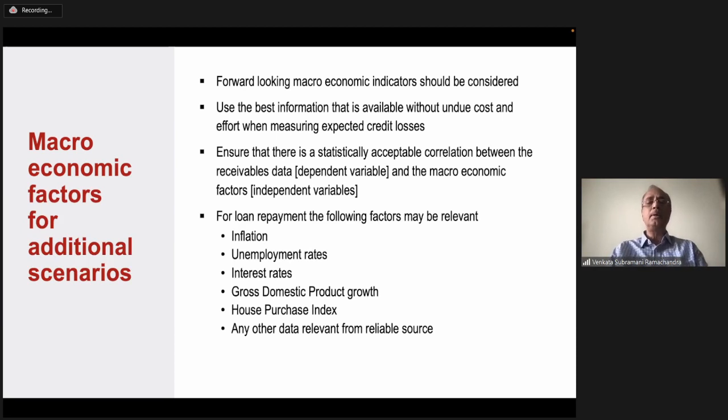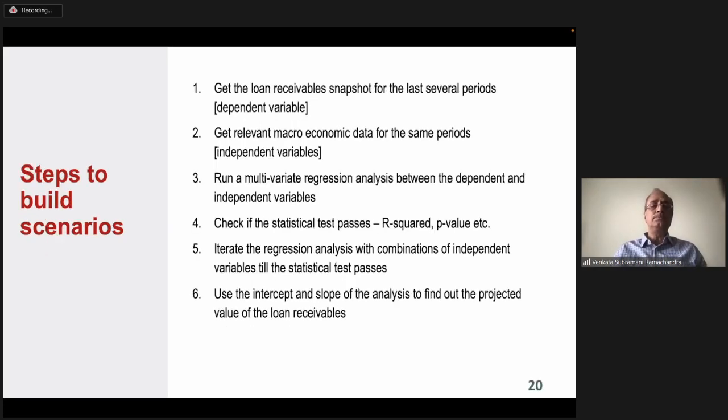So what is very, very important is that you need to find out whether there is a statistically acceptable correlation between the receivables data, which is your loan data, also known as the dependent variable, and the macroeconomic factors, which are known as independent variables. So you have to run a multivariate regression test. You need to do this test to find out whether there is any statistically acceptable correlation. And only if it is there, you will make use of that particular macroeconomic indicator. Just because the indicators are available, you can't use them.